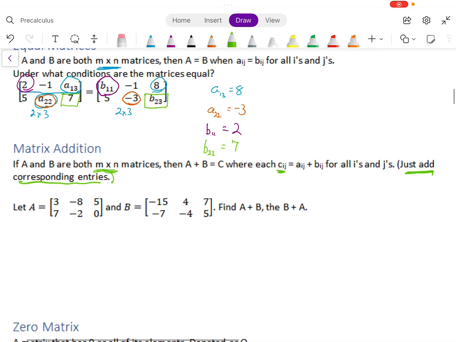All right, here's another example. Let A equal 3, -8, 5, 7, -2, 0, and B equal -15, 4, 7, -7, -4, 5. Find A plus B, then B plus A. A plus B is going to equal, you're going to add all the corresponding elements. So I'll write this out for now: 3, -8, 5, 7, -2, 0. And we're going to add B to that.